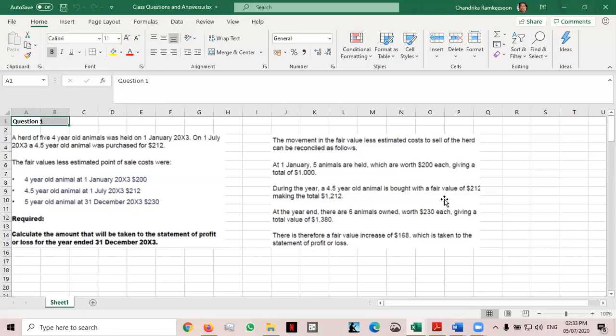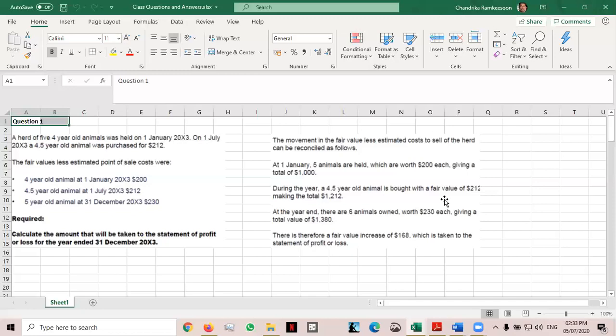Remember, just now when we looked at the standard, you saw that one of the arguments against taking such increases to the P&L is that profits are being realized before they actually occur, before the asset is sold. But of course, that was countered by the supporters of the IAS 41 treatment. But let's take a look. Firstly, the movement in fair value less estimated cost to sell can be reconciled as follows.